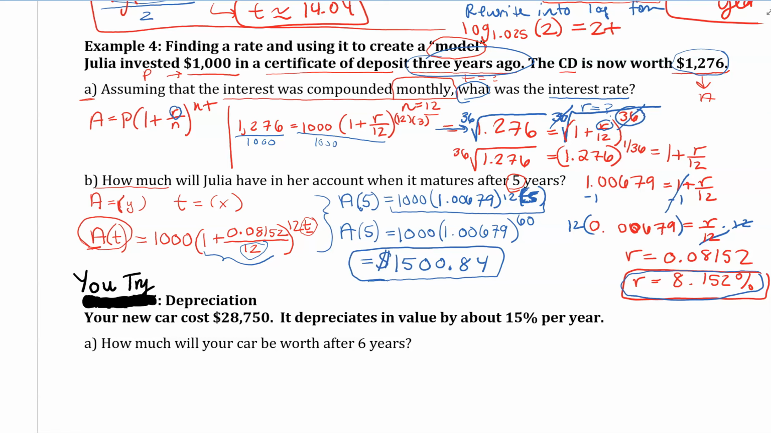Okay, so now I'd like you guys to try one. The last one, I'd like you to try it on depreciation. So you'll use the same formula for appreciation, except when you plug in the 15% for R, remember to plug it in as 1 minus that number. 1 minus R instead of 1 plus R. But go ahead and try this one.